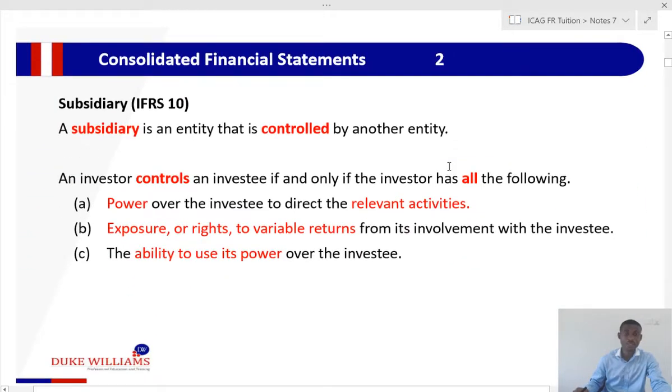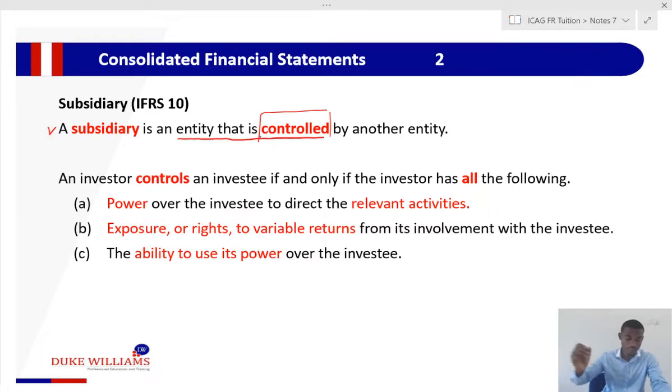Now we're starting with a subsidiary. IFRS 10 defines a subsidiary as an entity that is controlled by another entity. A subsidiary is an entity that is controlled by another entity. So the emphasis here is on control. The emphasis is on control.